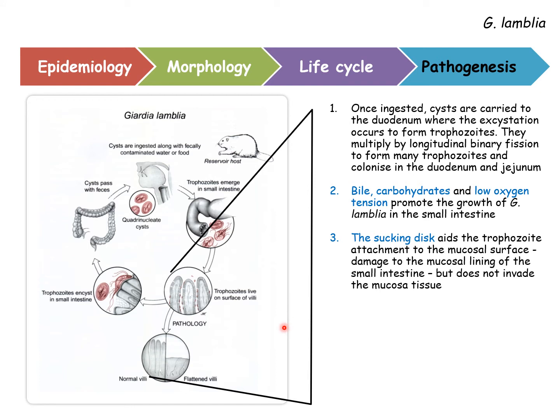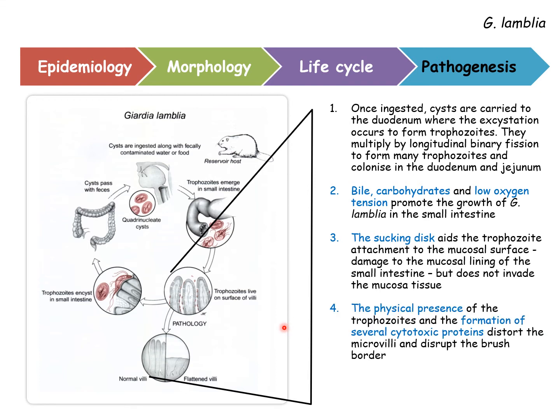However, the trophozoite doesn't invade the mucosal tissue. The physical presence of the trophozoite covering the mucosal layer, and also the formation of several toxic proteins that flatten the microvilli, disrupts the brush border that is present on the mucosal layer. Thus, if the inflammation continues, it will result in villus atrophy, meaning the reduction of villus. This will lead to the occurrence of malnutrition.